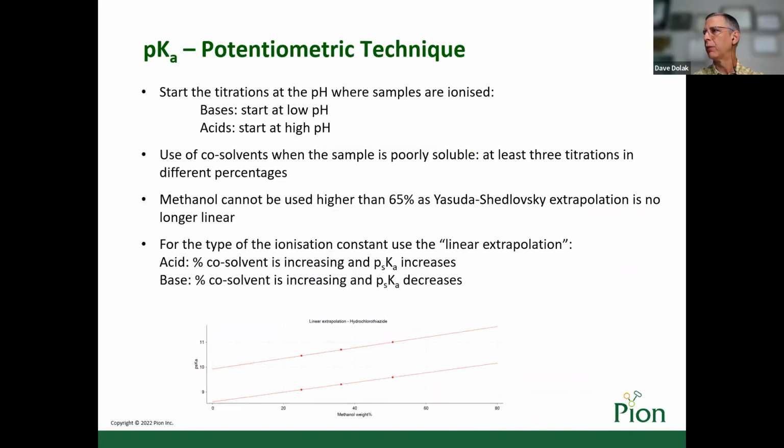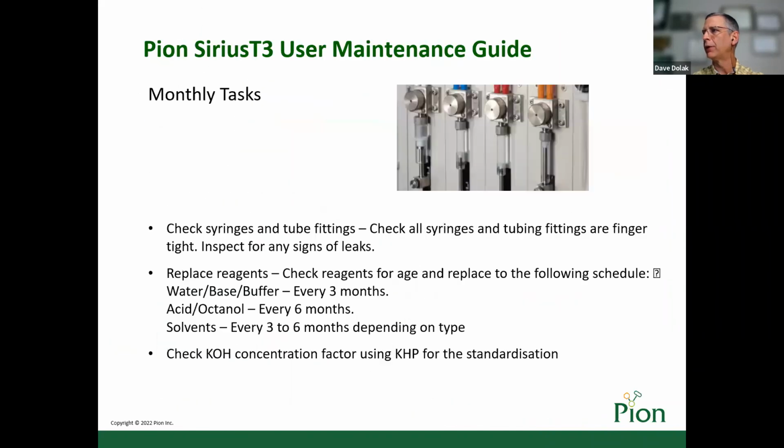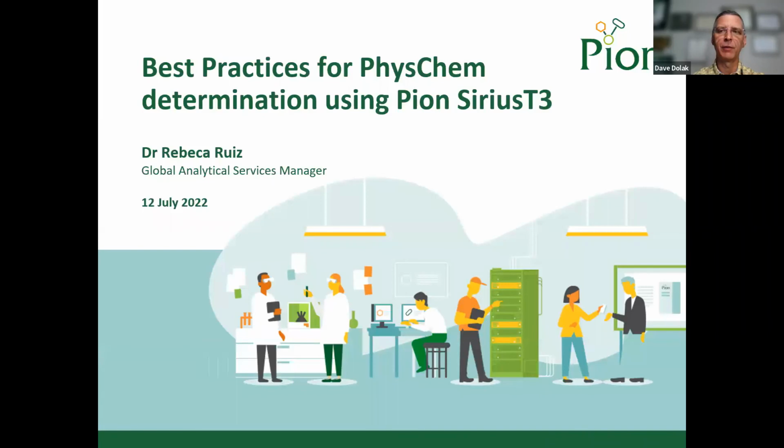I think we have time for one more here. In the log P determination, I have precipitation. What can I do? This is an interesting question. As I said, we have the problem that we don't have the UV when we are running log P, so it's quite difficult to see if the sample is failing because it's precipitating.